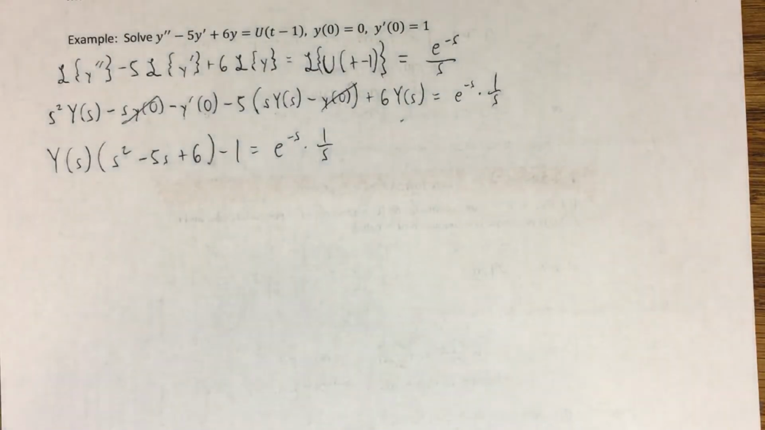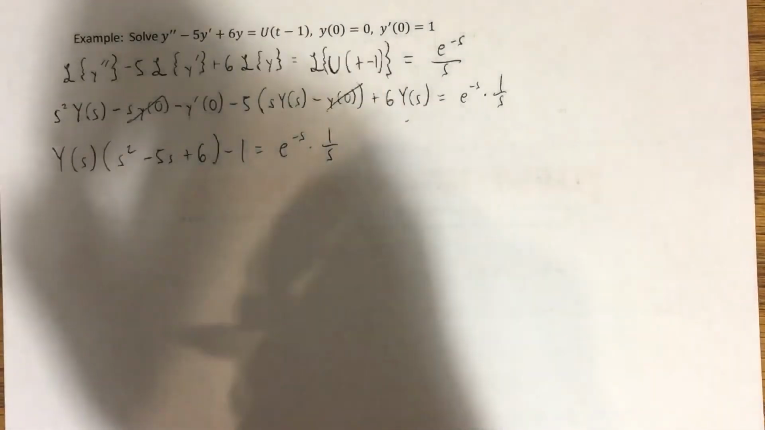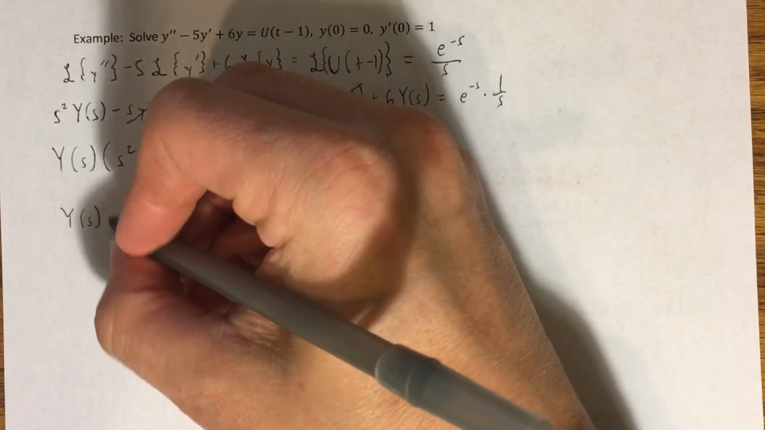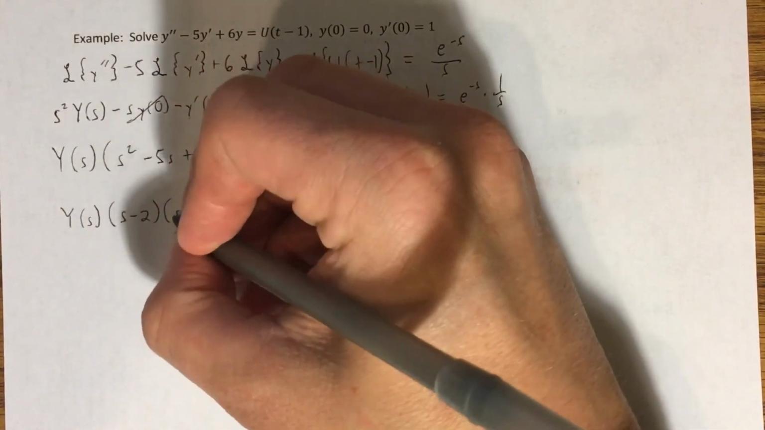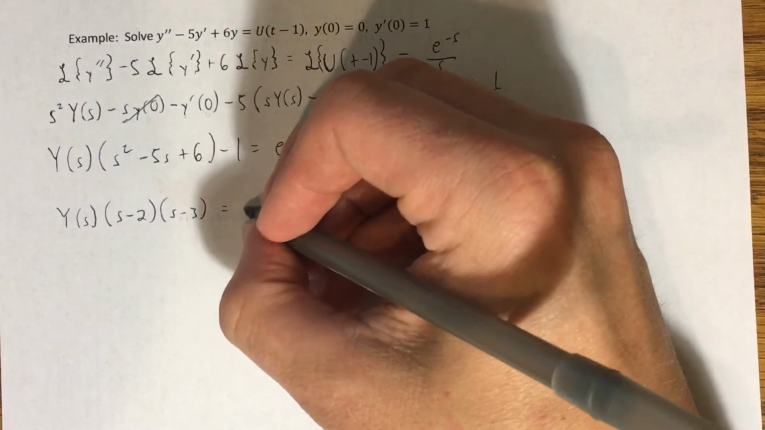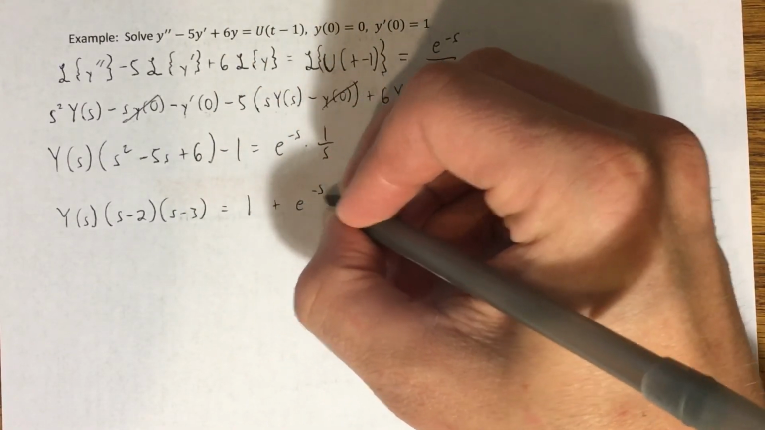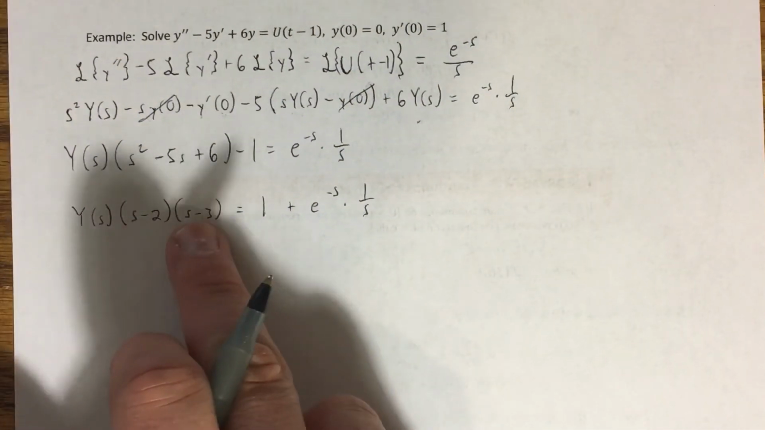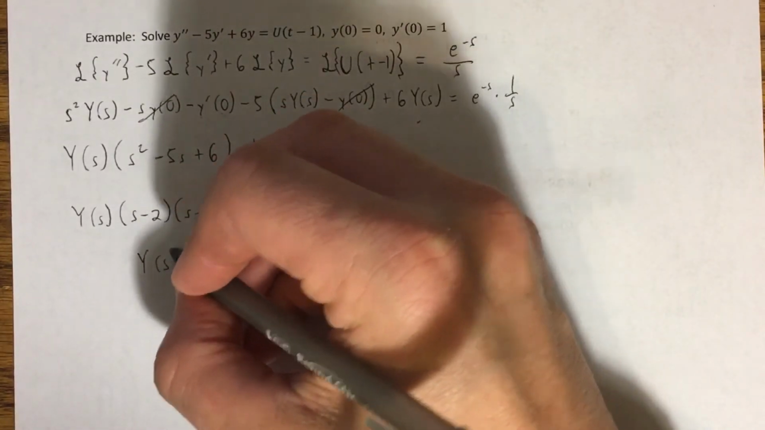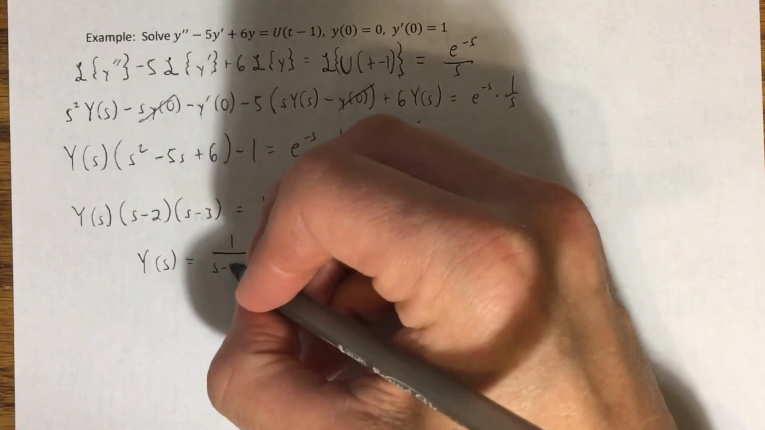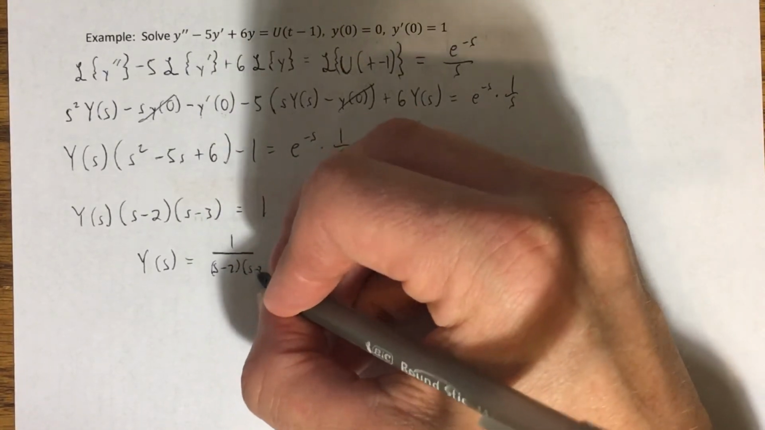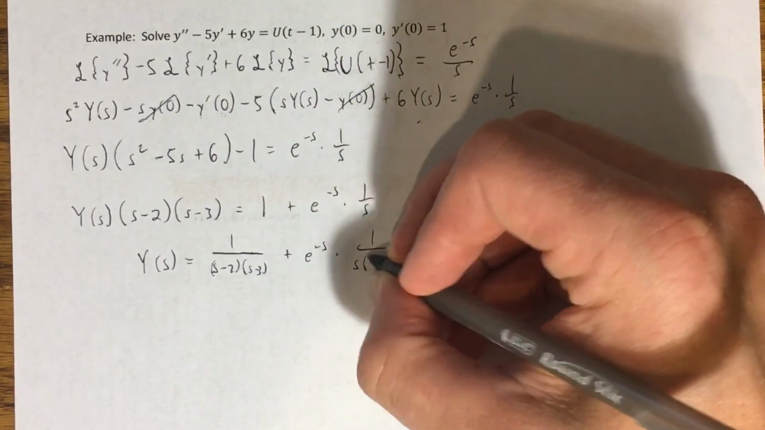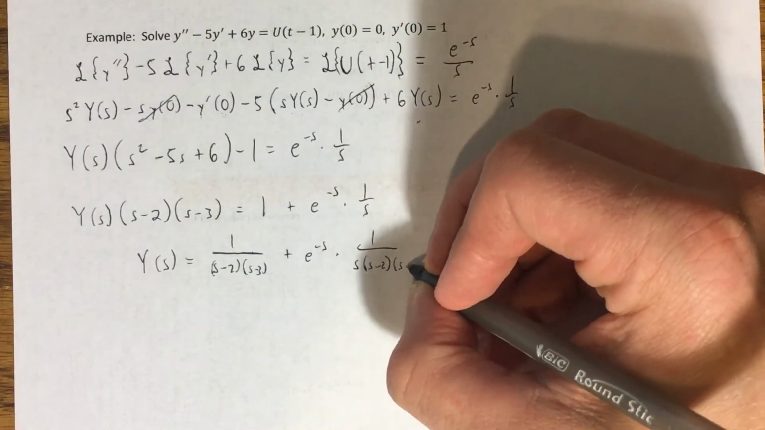Okay, so I'm going to do a couple of things here. I'm going to add that 1 over, but I'm also going to factor this. I get Y of s times, this will factor to (s minus 2)(s minus 3), equals 1 plus e to the negative s times 1 over s. Okay, divide everything by what we just factored there to isolate the Y of s. That's equal to 1 over (s minus 2)(s minus 3), plus e to the negative s times 1 over s(s minus 2)(s minus 3).